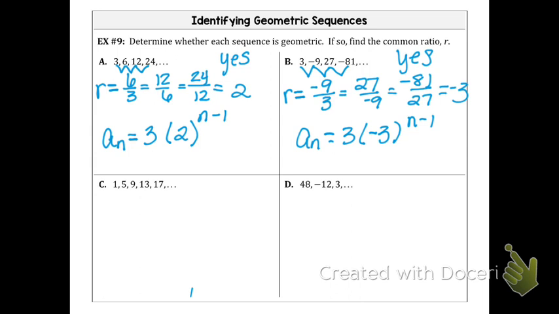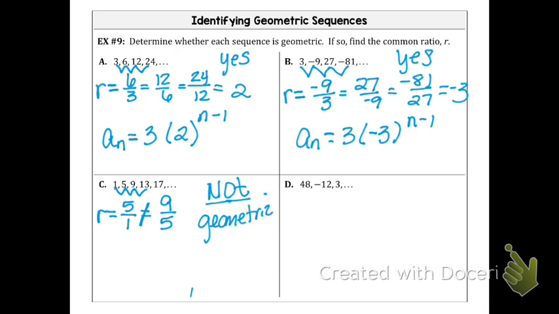All right, for C. So how would I get from 1 to 5, 5 to 9, 9 to 13? Well, that one's not easy for me to see, so I'm going to check. So my common ratio would have to be the second term divided by the first term, which 5 divided by 1 is 5, which should be the same thing then if I took the third term divided by the second term. But 9 divided by 5 is not 5. Therefore, they're not equal, which means this one is not geometric.